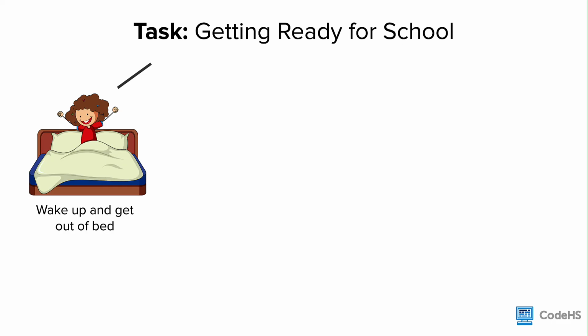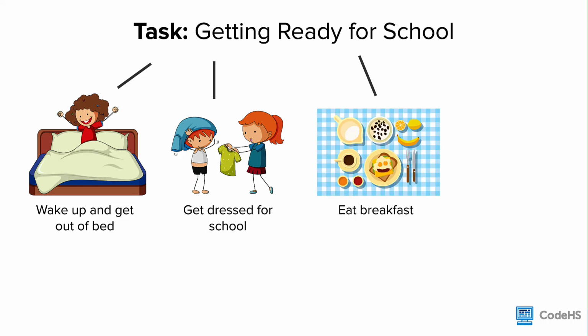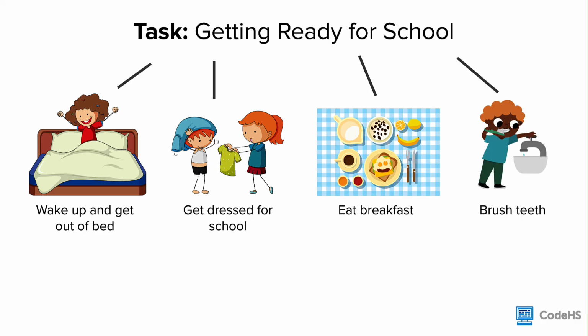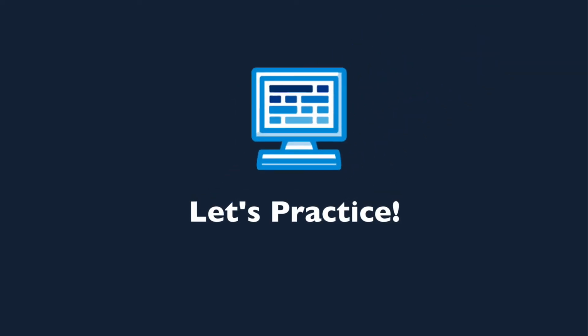The first is that we need to wake up and get out of bed. Then we need to get dressed for school. We also need to eat breakfast and brush our teeth. Of course, your routine might be a little different, but we'll go with these 4 smaller tasks. Now that we have broken down our largest task, getting ready for school, into 4 smaller tasks, we can begin to write out the simple steps required for each one. But more on that later. Now that we know more about problem decomposition, let's practice the technique with a few examples.